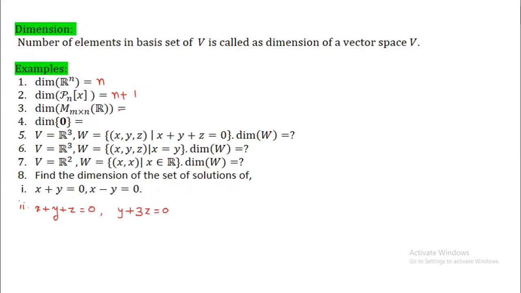And the basis set of M(m cross n) over R contains mn vectors. So therefore the dimension of this will be mn.